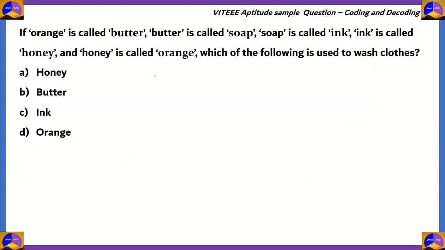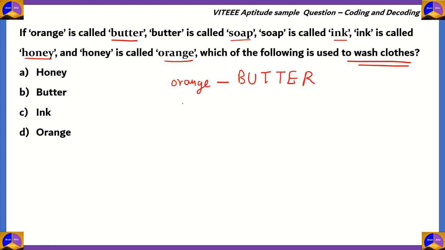The next question: if orange is called butter, butter is called soap, soap is called ink, ink is called honey, honey is called orange, which of the following is used to wash clothes? So what we're going to do is we're going to write the object in lowercase, and we write the word representing that object in caps. So orange is represented by butter.